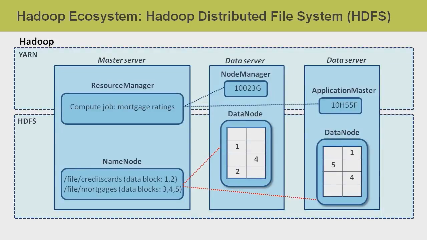This is another mapping which I encourage students to memorize. It does a great job of showing all the components for Hadoop. For HDFS, it shows the key daemons, which are the name node and the data node. And for Yarn, it shows the resource manager, the node manager, and the application master daemons. It also shows the servers where each daemon resides. The master server runs the name node and the resource manager daemon, while the data server runs the data node, node manager, and application master daemons.